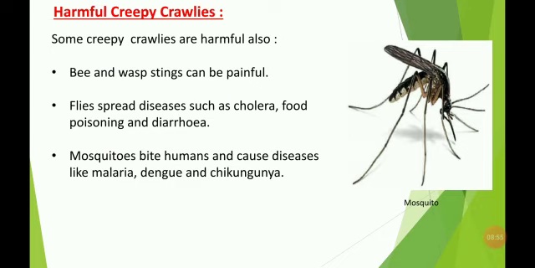Mosquitoes bite and suck human blood and cause diseases like malaria, dengue, and chikungunya. Mosquitoes breed in stagnant, that is, motionless water. We should keep our surroundings clean. Do not allow water to collect anywhere in our houses or in any containers. In this way, only you can prevent yourself from diseases.